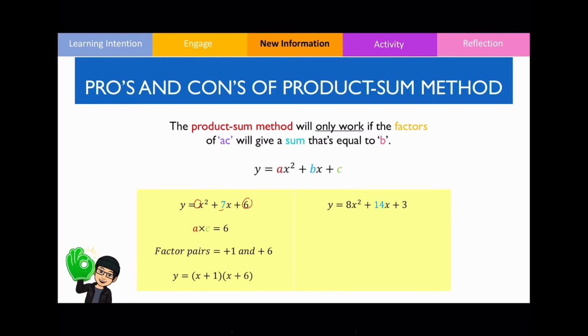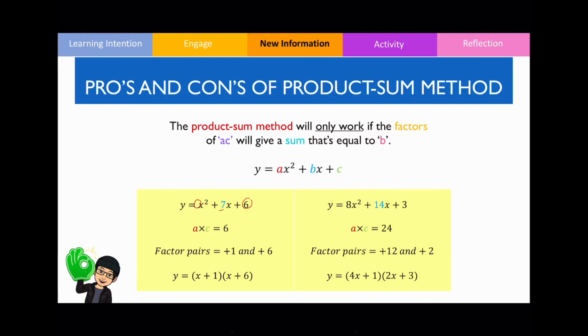In my second example, if I was to do a non-monic, I'll do the same thing and find out the product of a and c. In this case, that's 24. Find two numbers multiplied together that give you 24 and add up to 14. In this case, that would be positive 12 and positive 2. And therefore, you use the regrouping method. I haven't shown you full working out, but once you've done this successfully, this would be your final answer, right? So far, the product sum method looks pretty good.